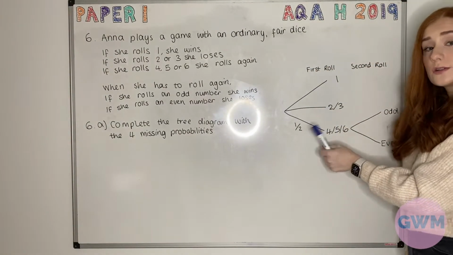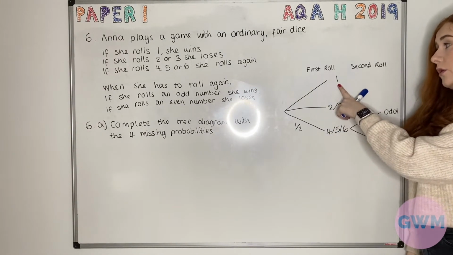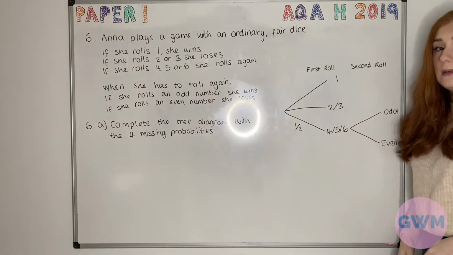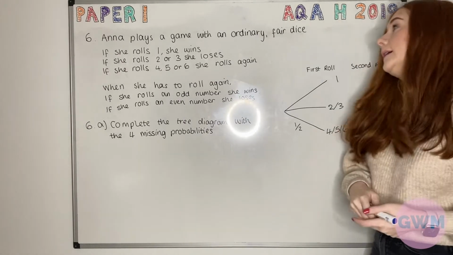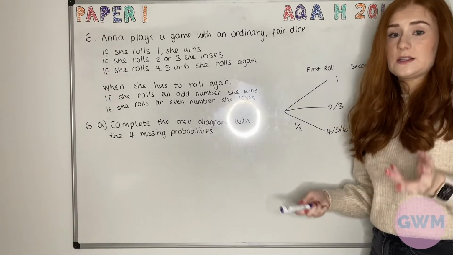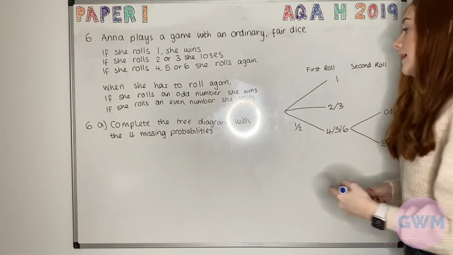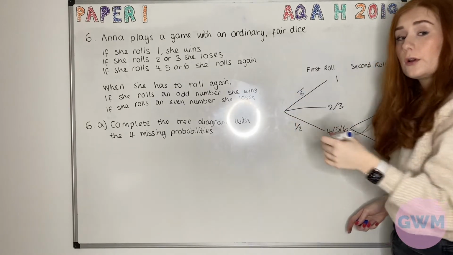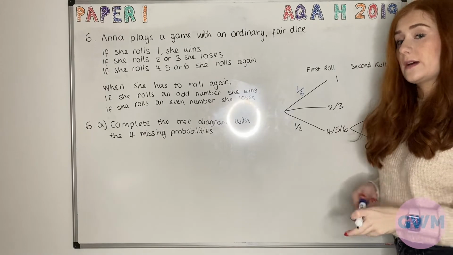So it's given us the probability of rolling a 4, 5 or a 6. We need to fill in the first roll of a 1, a 2 or a 3, and then the second roll being an odd or an even. So, probability she rolls 1. As I mentioned earlier, this is a fair dice, it's not biased, so there's an equal probability of rolling any number on that dice. There's 6 numbers on that dice, so the probability of rolling one of those numbers is 1 of the 6. There's no bias, it's a fair dice.